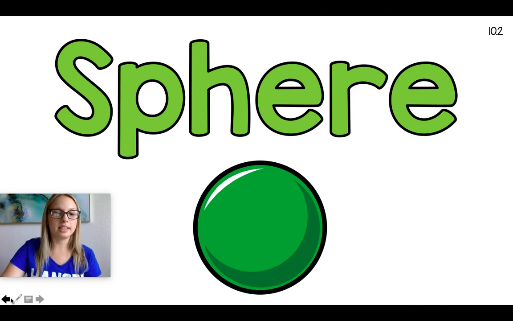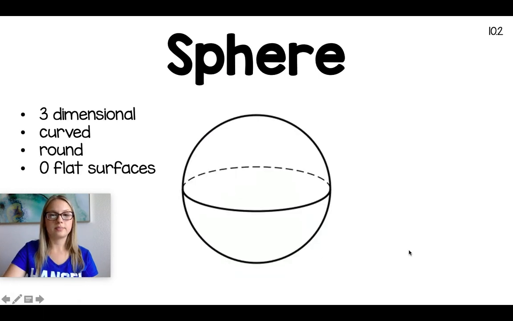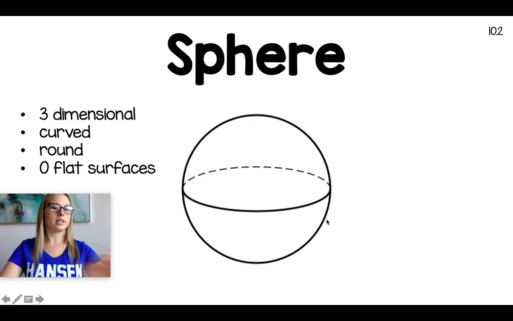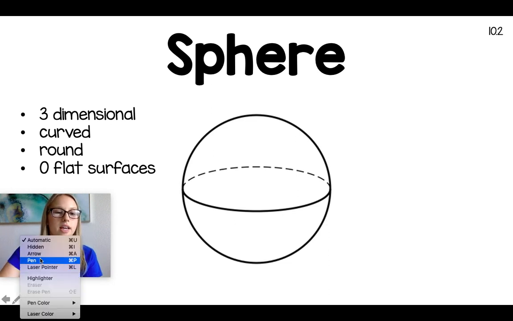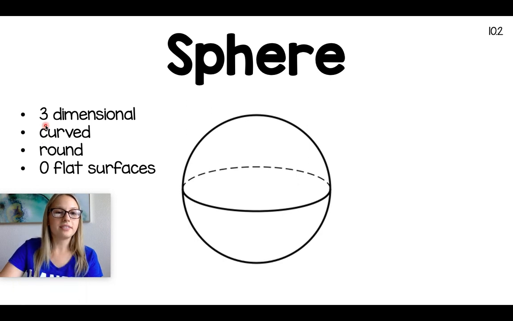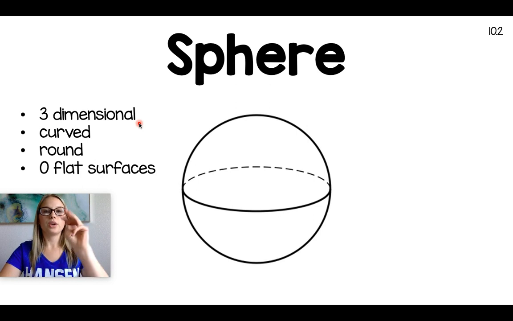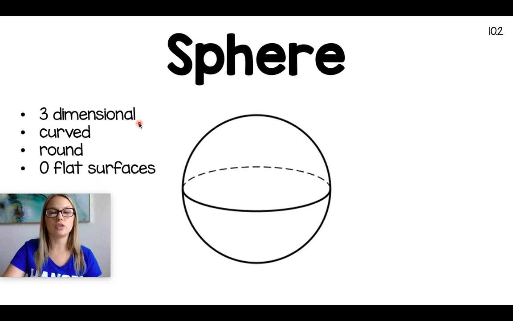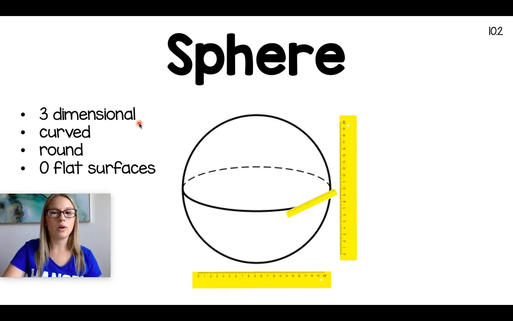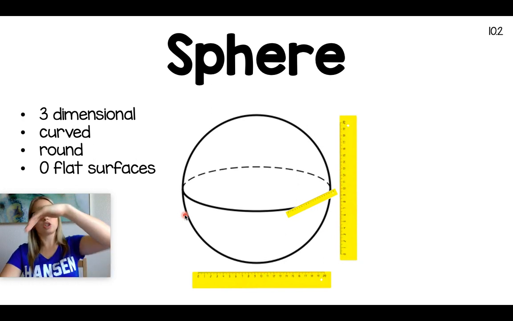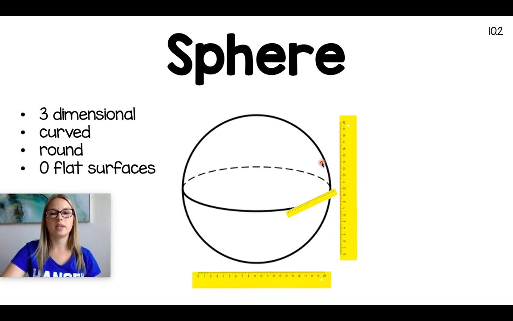Okay, let's go ahead and see what a sphere looks like. And let's find out how we can describe it. So the first thing I see is a sphere is three-dimensional. You know, three-dimensional means that you can measure it three ways. How tall it is, how long it is, and how wide it is. A sphere is curved. A sphere is curved like a circle. Curved means like that, like a rainbow, okay?